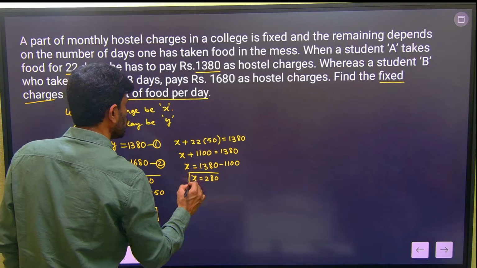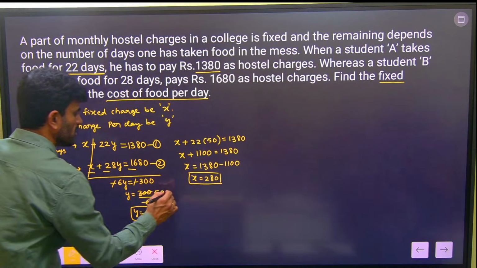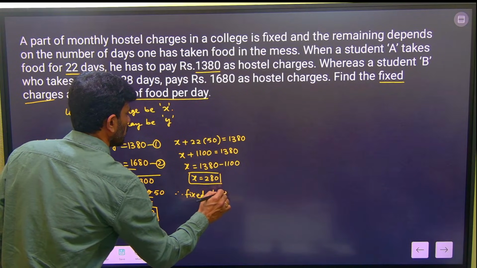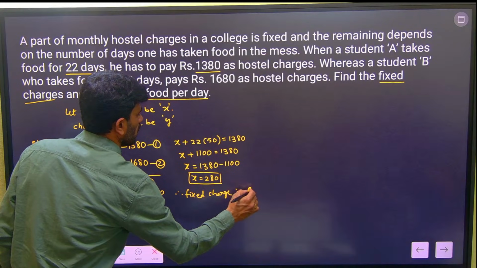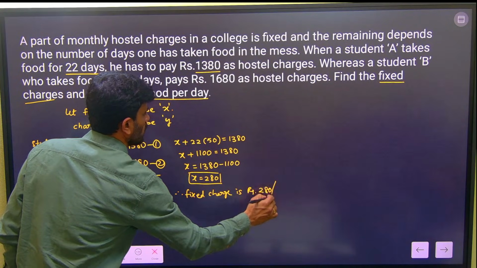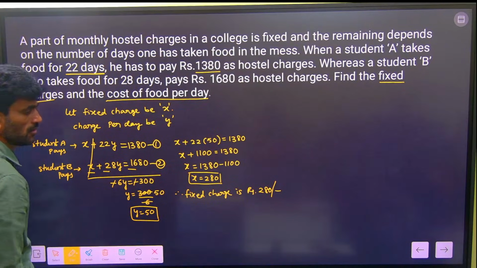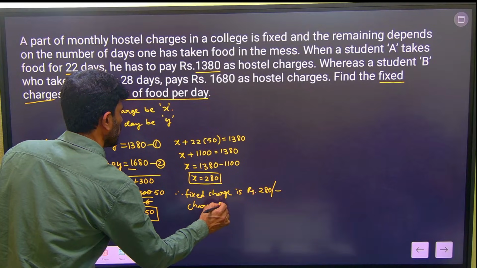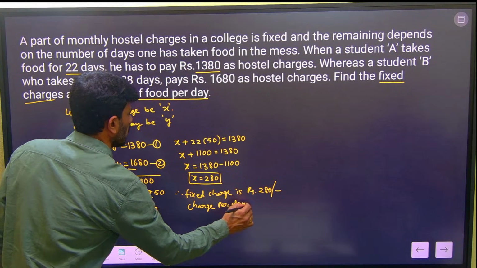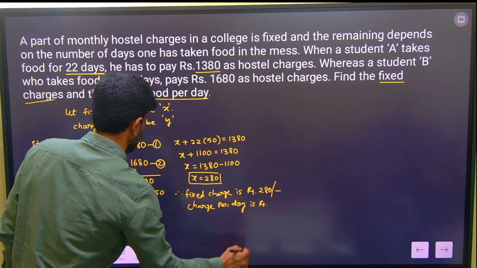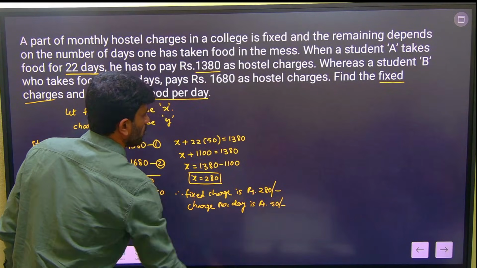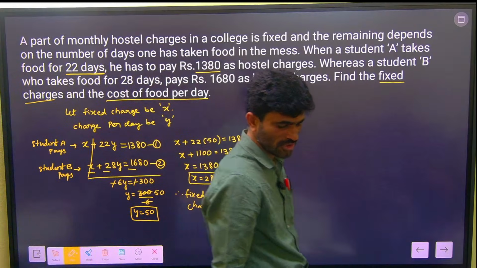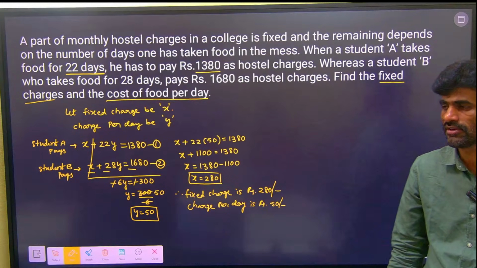Now after this we have to write, it should not be left like that. Therefore fixed charge is rupees 280, and charge per day is rupees 50. For every day 50 rupees and fixed charge is 280 rupees. You have to write completely. Conclusion also you have to write like that. Then only you will get full marks.